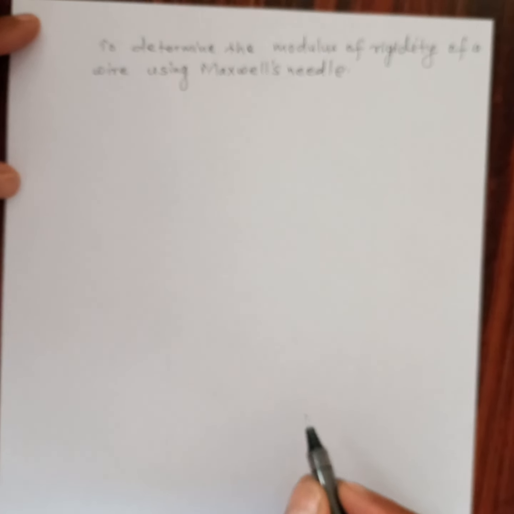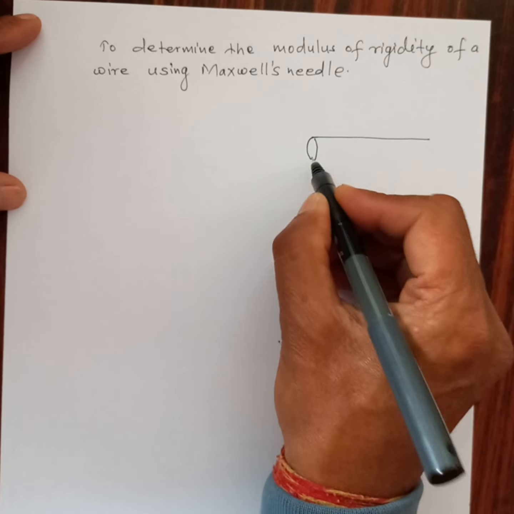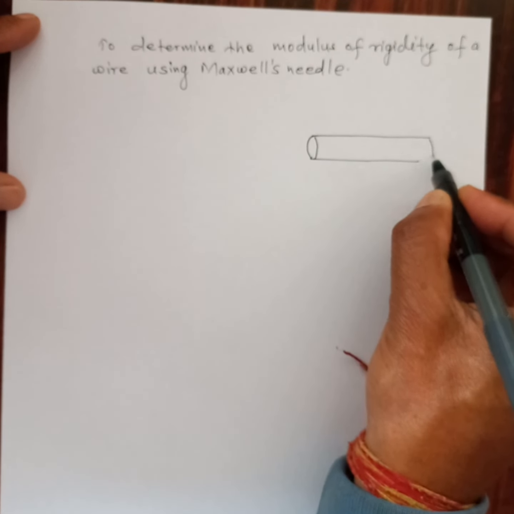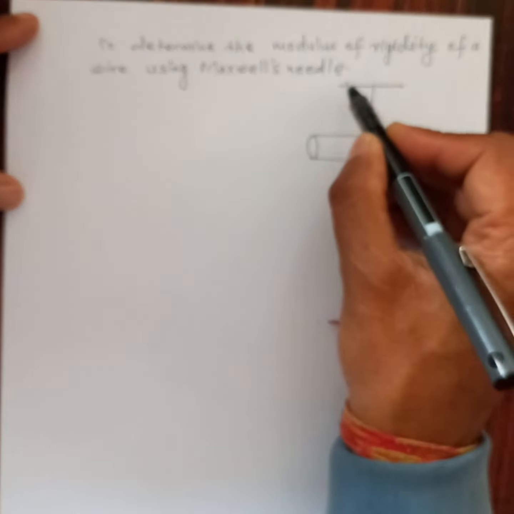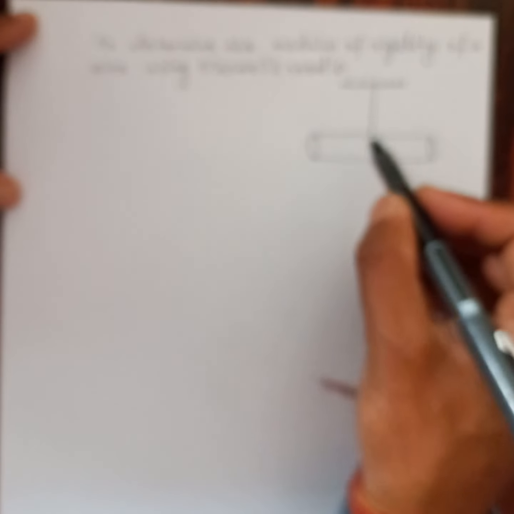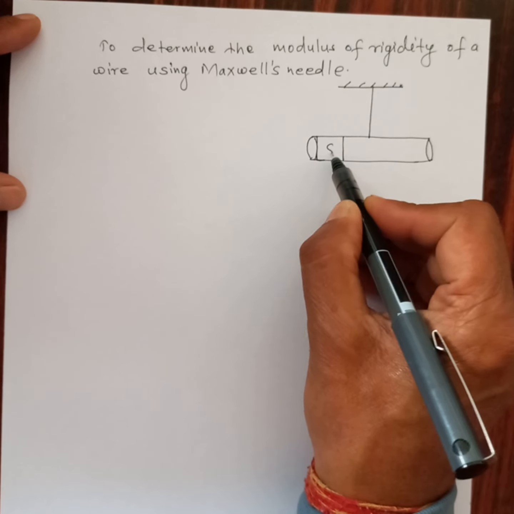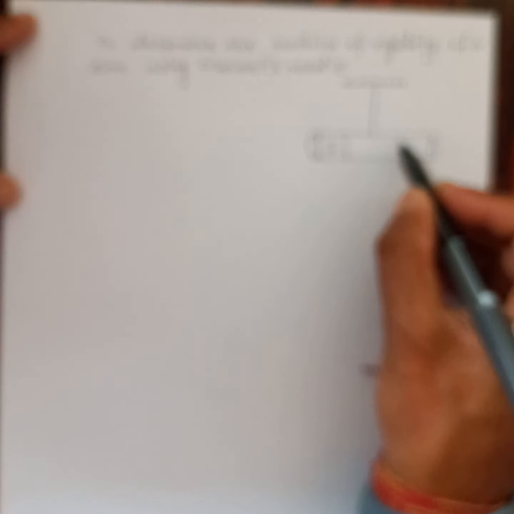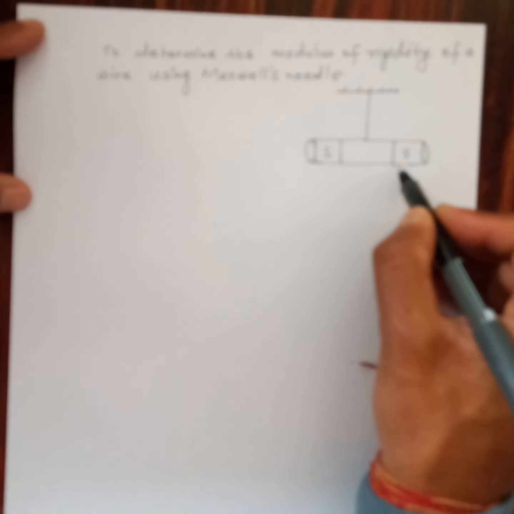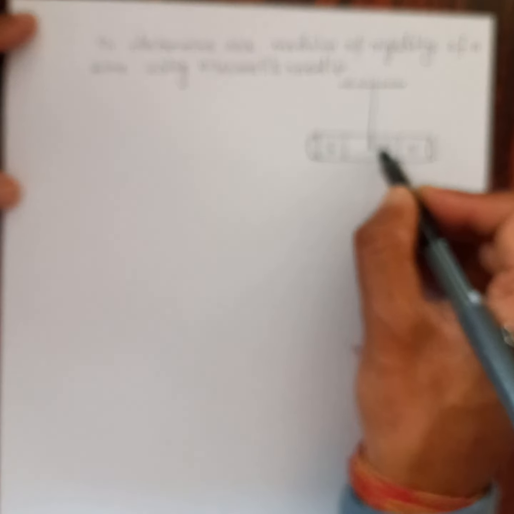Okay, so we have to take Maxwell's needle like this. It is a hollow cylindrical tube in which four tips can be inserted. This is the metallic wire whose modulus of rigidity is to be determined. We have to place the inserted cylinders. There are four cylinders. Out of them, two are solid cylinders and the other two are hollow cylinders. The hollow cylinders are kept near the axis of rotation.